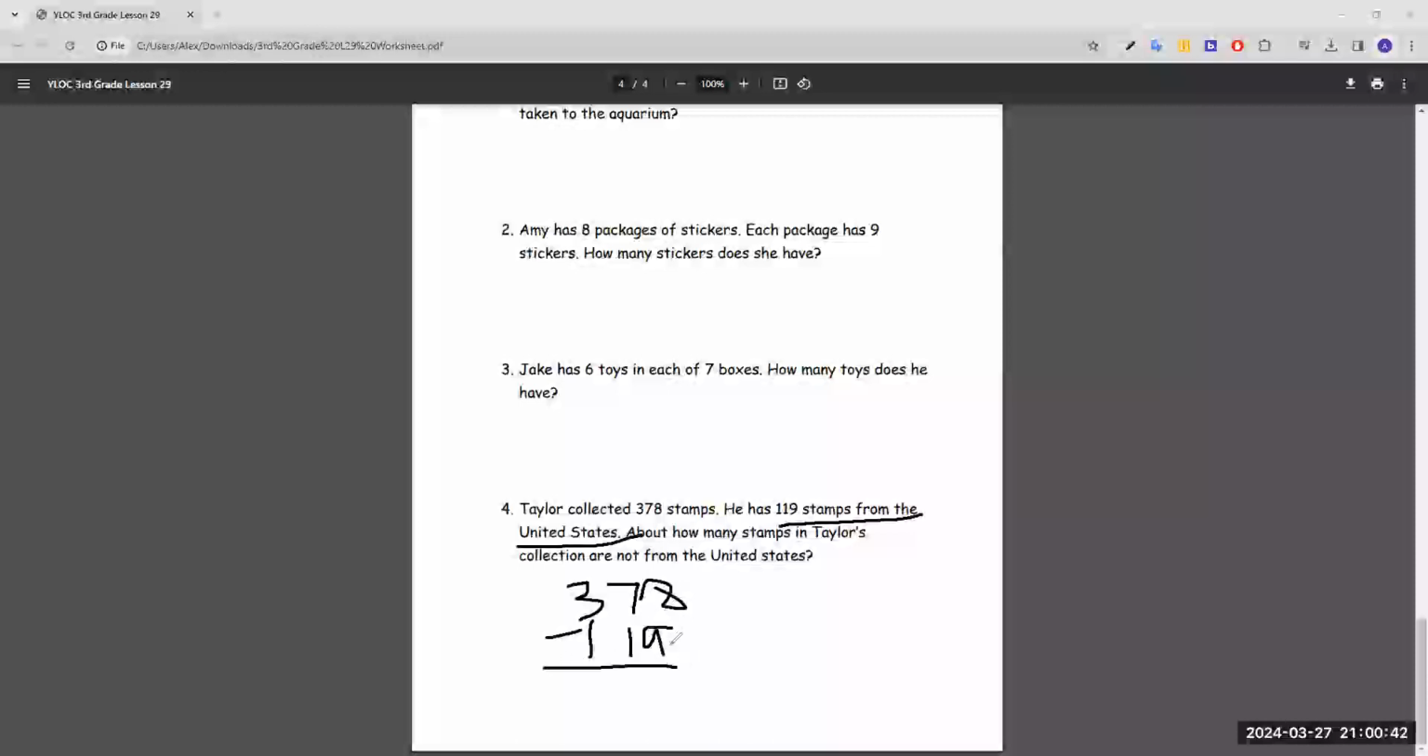8, we can't do 8 minus 9 because 8 is not greater than 9. So we borrow from the 7. And then we add 10 to the 8 to get us 18. And 18 minus 9 is 9. 6 minus 1 is 5. And 3 minus 1 is 2. So 259 stamps in Taylor's collection are not from the United States. And that's all we're going to do for today.